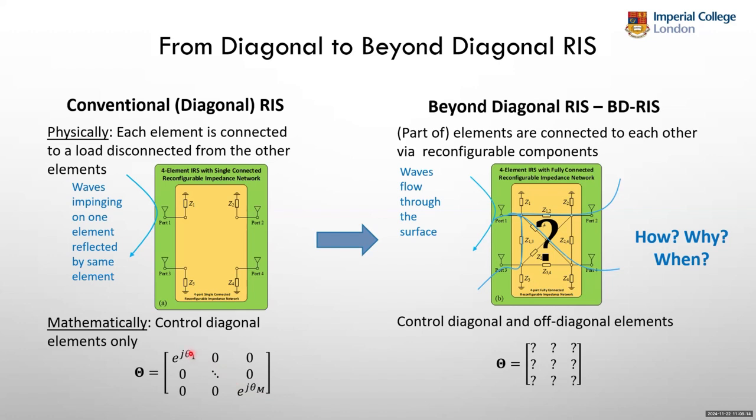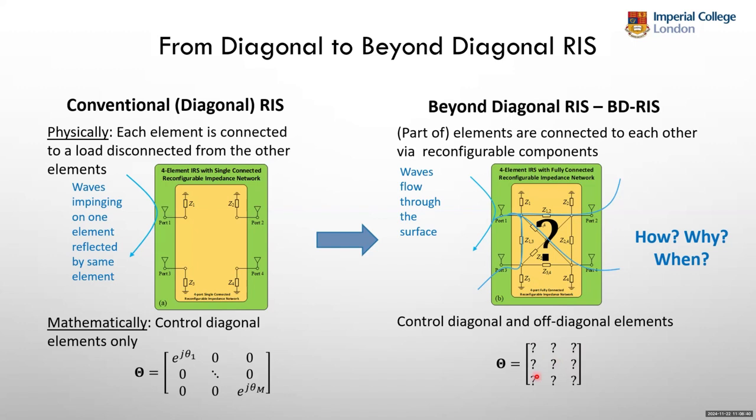So the beyond diagonal paradigm is saying, well, can we essentially exploit potentially all elements of this scattering matrix, or this phase shift matrix? So there are some zero elements here, but can I actually make use of that? And so this is why now I have a scattering matrix where I have potentially non-zero entries everywhere here. I can exploit the diagonal elements, but I can also exploit the off-diagonal elements.